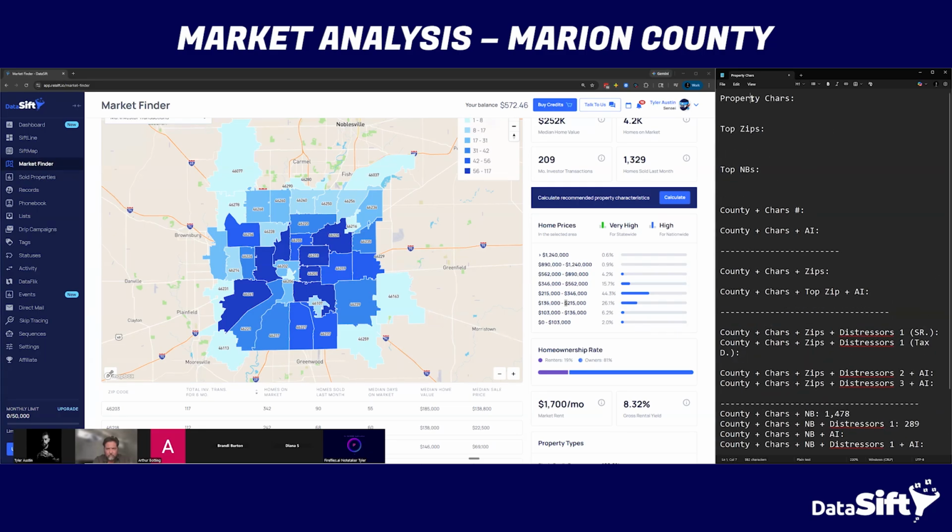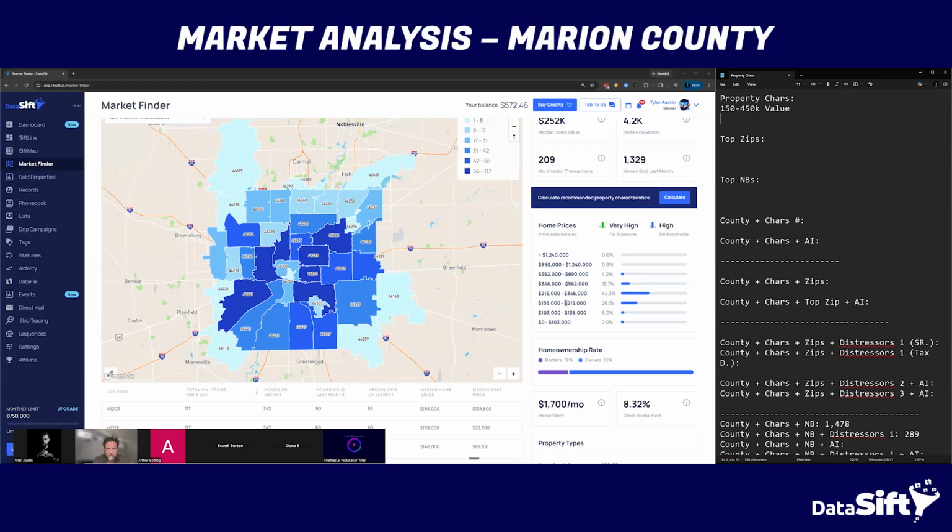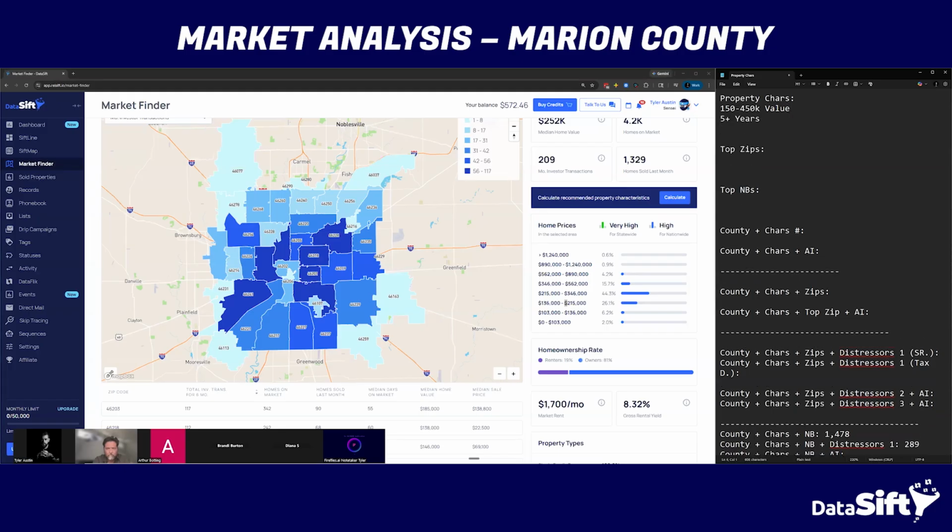So top property characteristics right now, let's just say it's 150 to 450K. That's my value. I always put 5+ years as my base, and I always put 30% equity as my base. And so this is like my base characteristic. If I was going to call everybody in the county, they would have to at least be within this current avatar to make sense. And we're going to see how many records exist there.